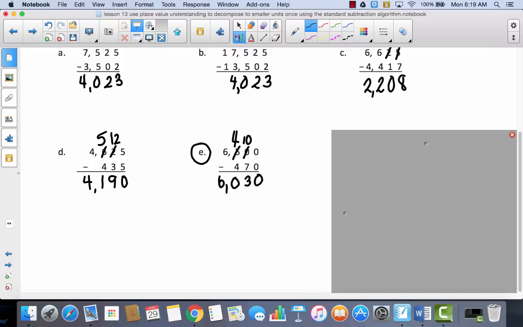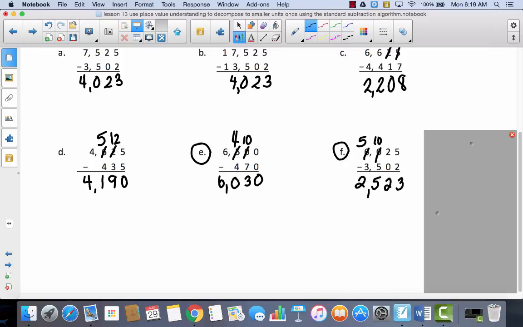Let's take a look at F. In F, I could not subtract in the hundreds place, so I had to come to the thousands and unbundle 1,000 and move it to the hundreds place. Then I could subtract in the hundreds place, and I could subtract in the thousands place. So I ended up with a difference of 2,523.